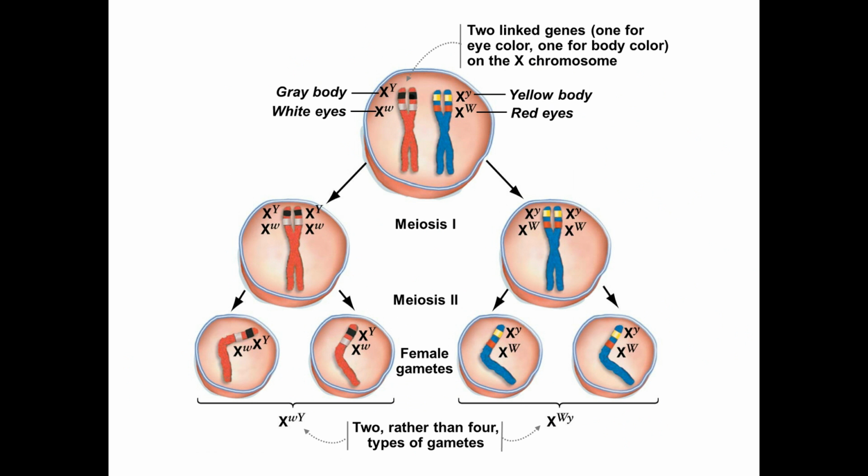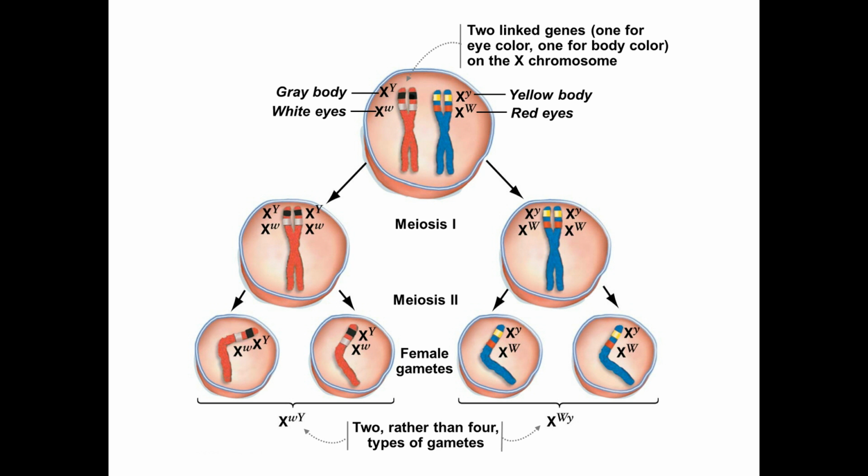Here we're looking at two genes: body color and eye color. We have gray body, white eyes, and yellow body, red eyes. Here the gray body allele is dominant over the yellow body allele, and the red eye allele is dominant over the white eye allele.